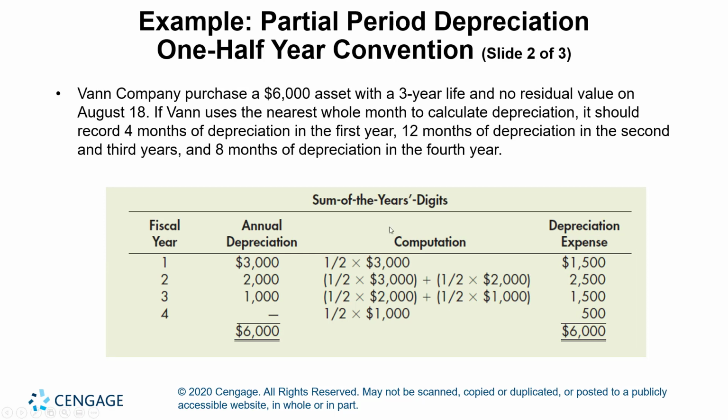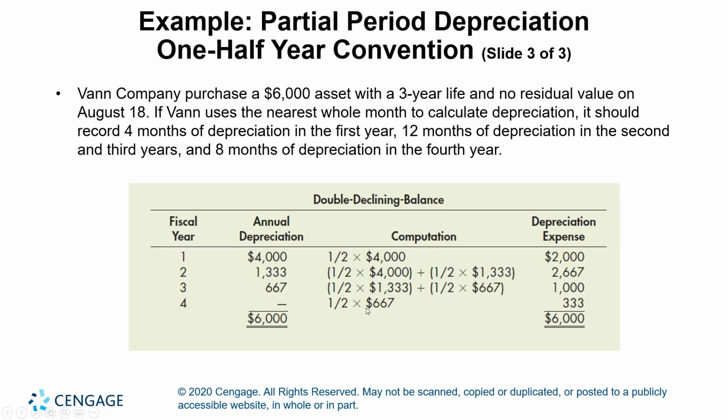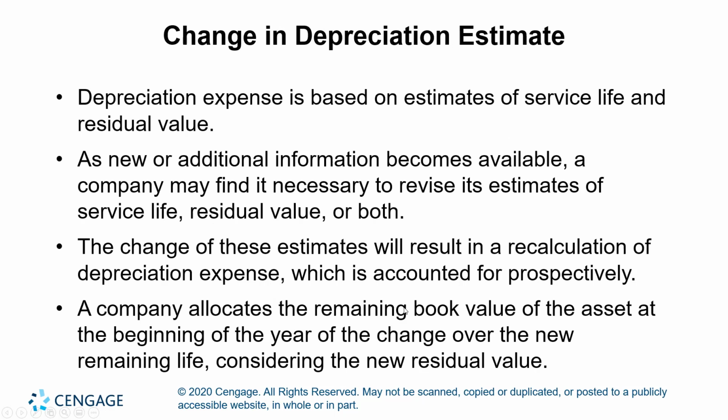So if you want to change your depreciation estimate, depreciation expense is based on estimates of service life and residual value. As new or additional information becomes available, a company may find it necessary to revise its estimates of service life, residual value, or both. A change in estimate will result in a recalculation of depreciation expense, which is accounted for prospectively, which means going forward. The company allocates the remaining book value of the asset at the beginning of the year of the change over the new remaining life, considering the new residual value.